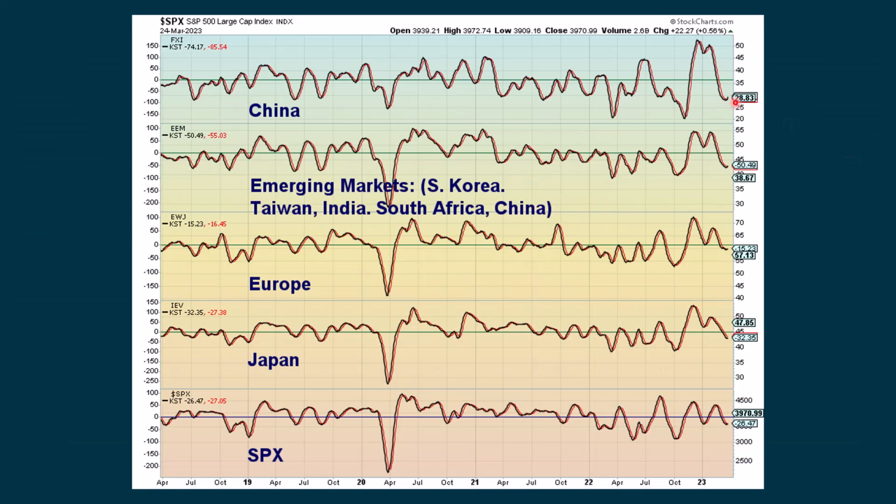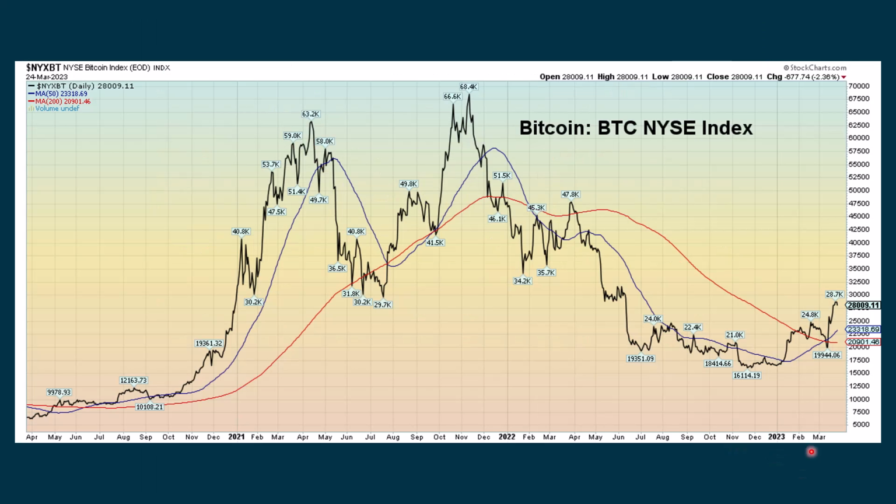Internationally, China's starting to turn back up, as are the emerging markets. We might be bottoming a bit here in Europe, trying to turn up in Japan, and trying to turn up here in the US. Bitcoin, after giving us a recent golden cross, has got up into the 28s. Last time I looked, it bumped down a little bit into the 27s.